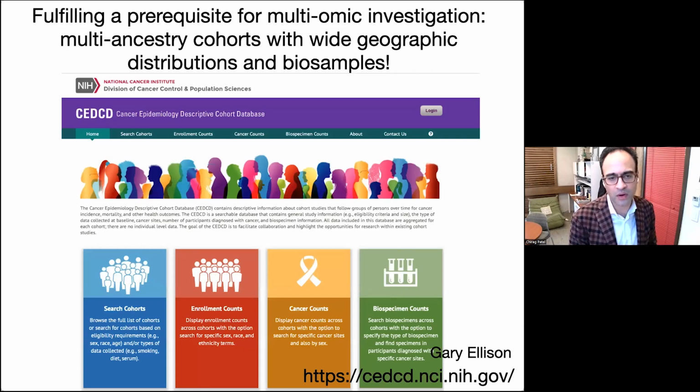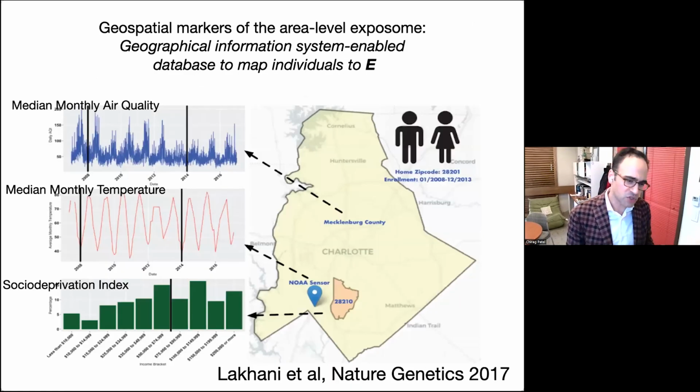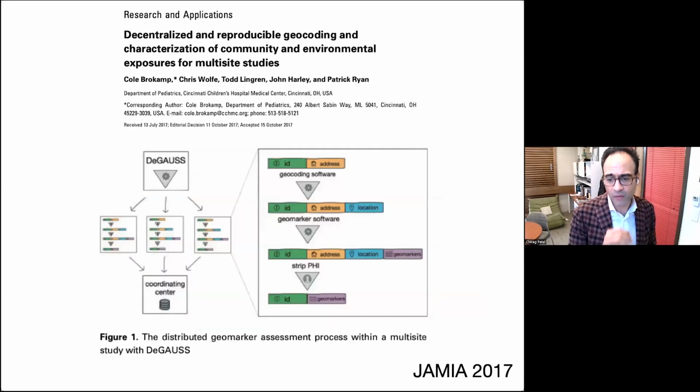So there are cohorts out there of multi-ancestry backgrounds with geographic distributions and biosamples, I believe, that are waiting to be analyzed. But things are not so straightforward in mapping exposure. So here's an example that we did where we took a look at genetics and environment on the geospatial level. And I tell you that it wasn't that easy to map a zip code to different exposures that you may want to look at, be it social deprivation or temperature or air quality. These are publicly available, but we still need methods to incorporate these in sensitive data settings. Of course, there have been advances in this area, like use of the DeGAUSS tool, which is a decentralized way of geocoding individuals, mapping them to these geomarkers of exposure to then analyze in specific data contexts or your data warehouse.